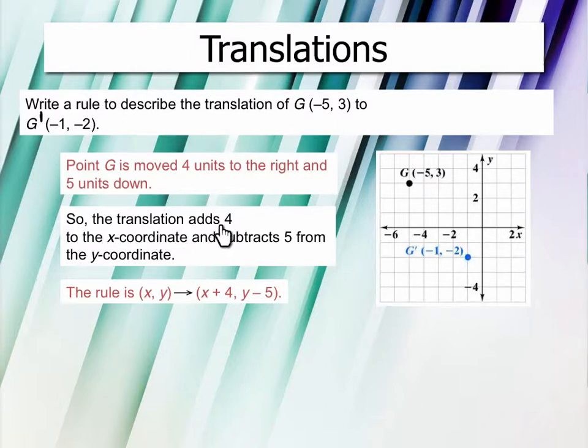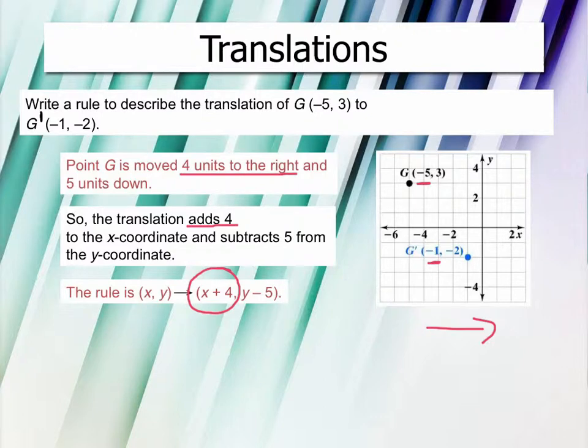So the translation adds 4 to the x-axis. So let's take a look. When you have 4 units to the right, you're moving this direction. So you're going to add 4 to the x coordinate. Notice that if I'm at negative 5 and then I want to be at negative 1 for the x, I would add 4. So to show that, we would write x plus 4. Okay, notice I highlighted it all in red. Now I'll do the other one in blue.